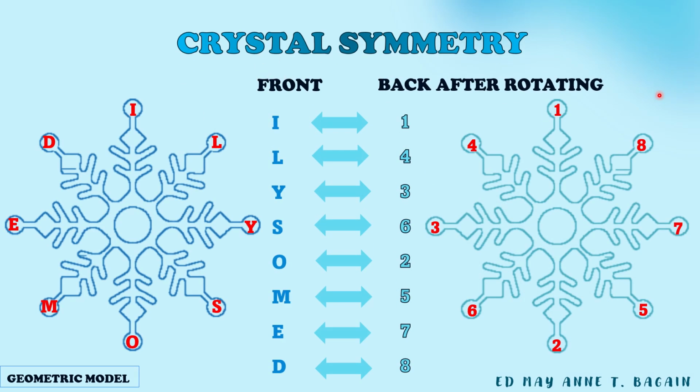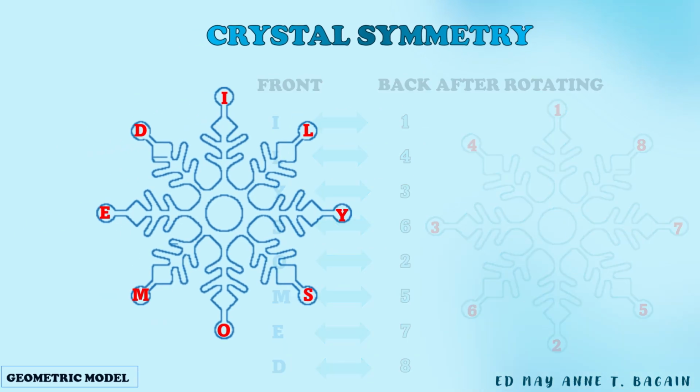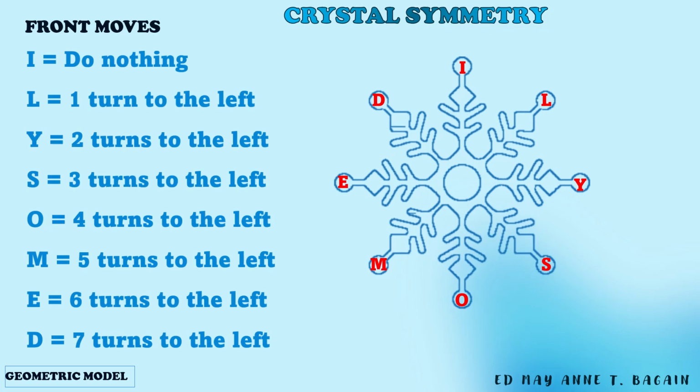As we can see, I is symmetric to 1, L is symmetric to 4, Y is symmetric to 3, S is symmetric to 6, O is symmetric to 2, M is symmetric to 5, E is symmetric to 7, and D is symmetric to 8. Okay, now that we know that, let's move forward with the front moves.